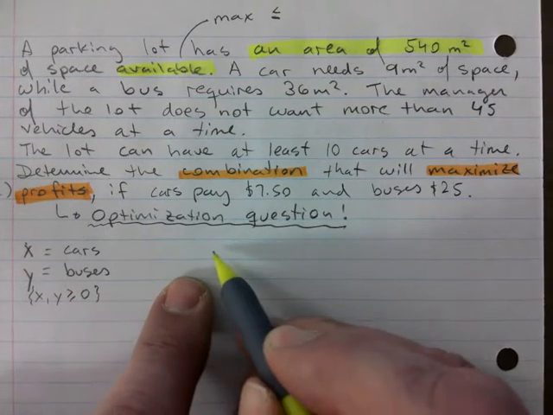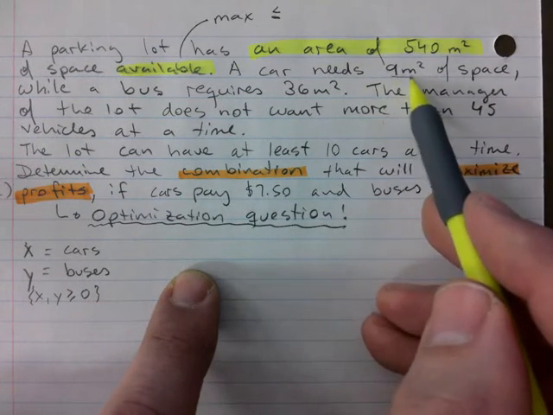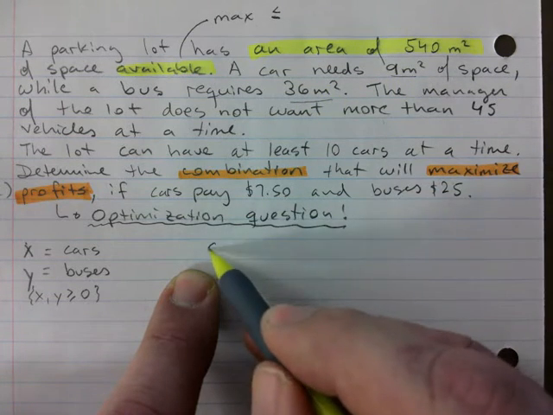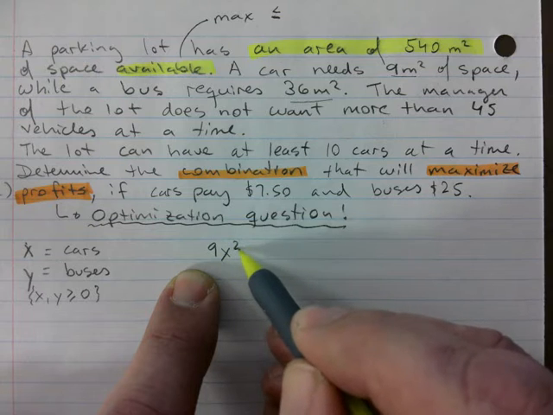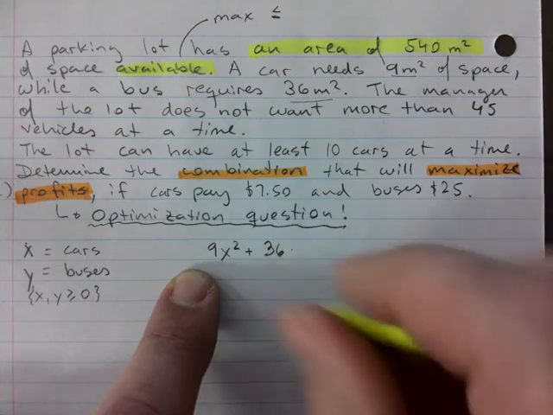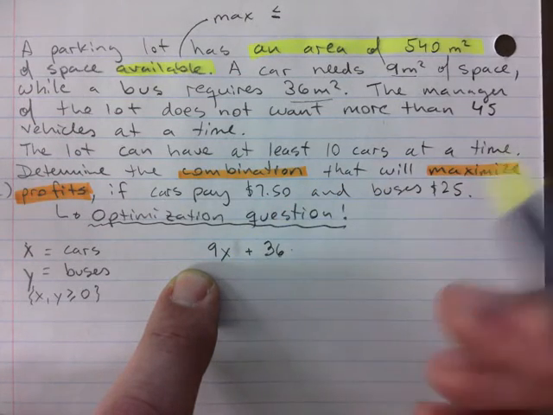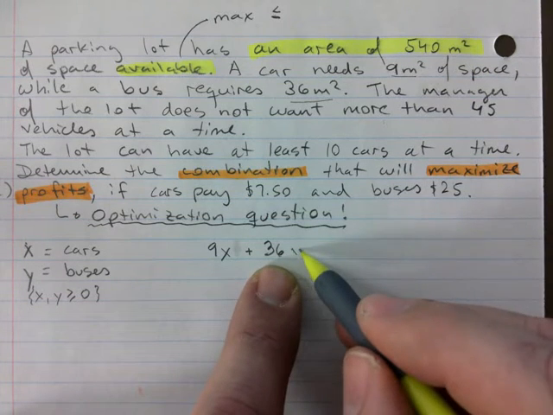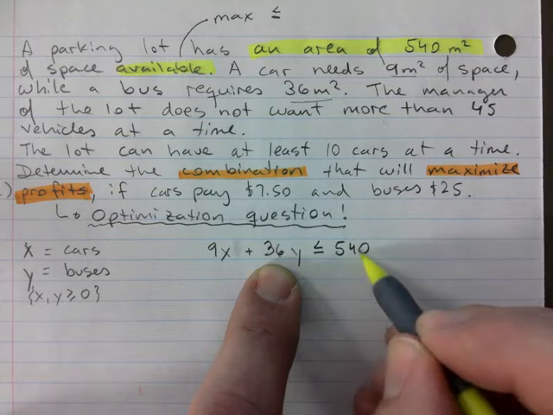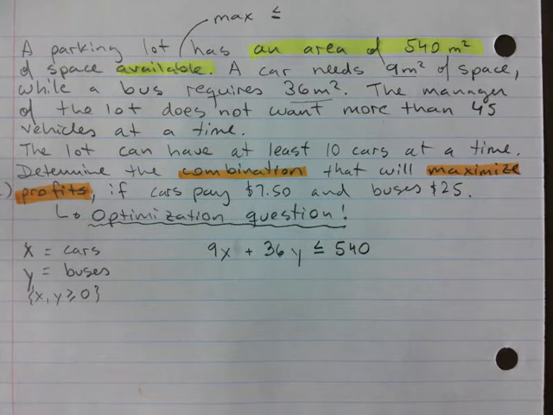So space available, we have to use the square meters that are attached with each variable. So we can go 9x plus 39y has to be less than or equal to 540 square meters. Sorry, I just taught a lesson before this with squared. So I've got inequality 1 taken care of.